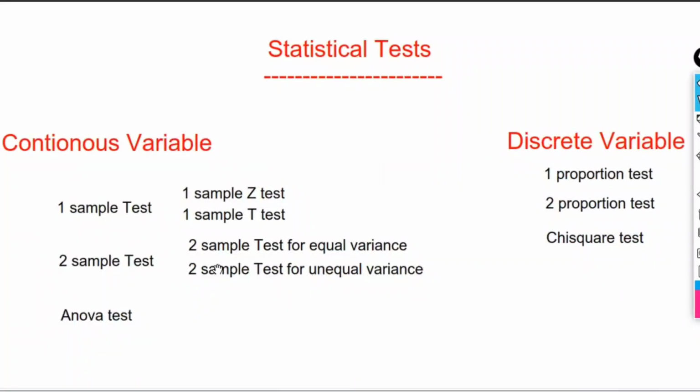Okay, so two sample test for equal variance, two sample test for unequal variance, and ANOVA test, right? So these are used for continuous variables.